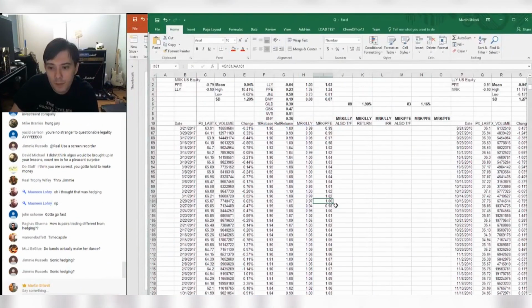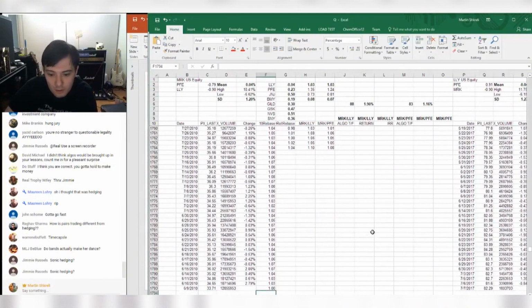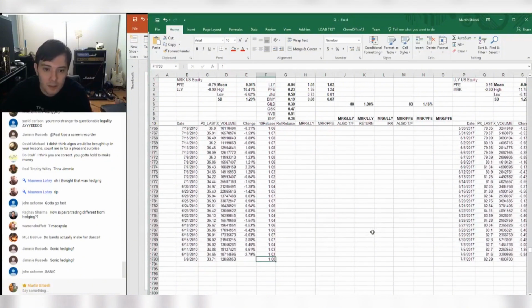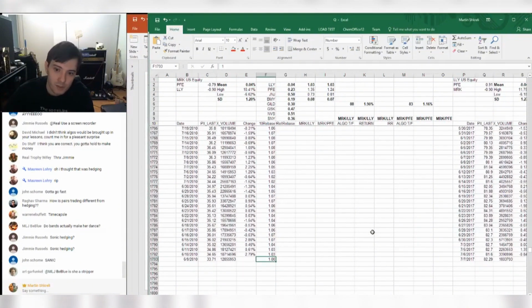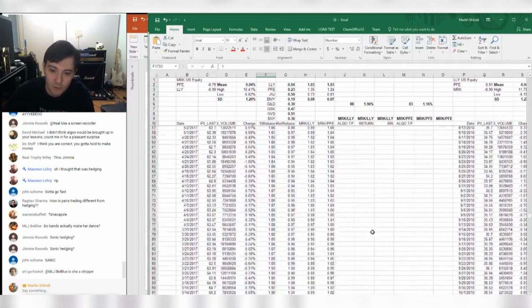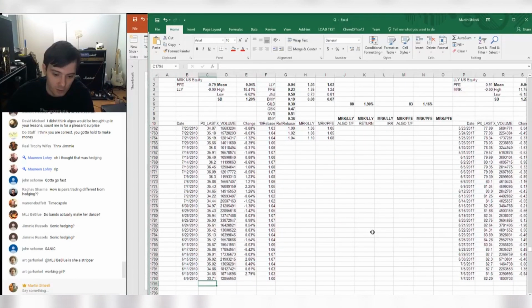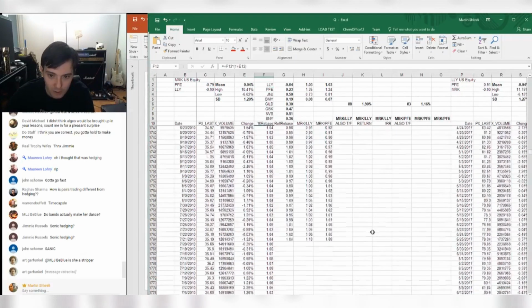If you go back down here, this is 2010, so about 7 years ago. This is the Merck price for 2010, and in 2010 terms, the stock price is $33.71. But it doesn't make sense to pick an arbitrary number, so I'd rebase it to 1, and then you can see that the stock price changes according to this rebase.